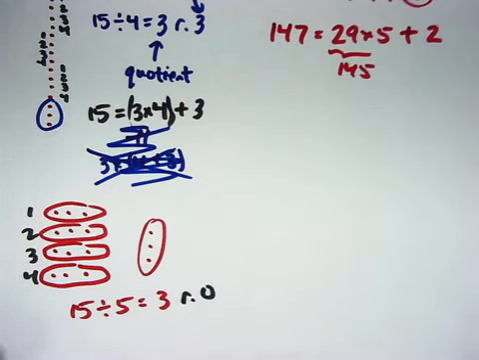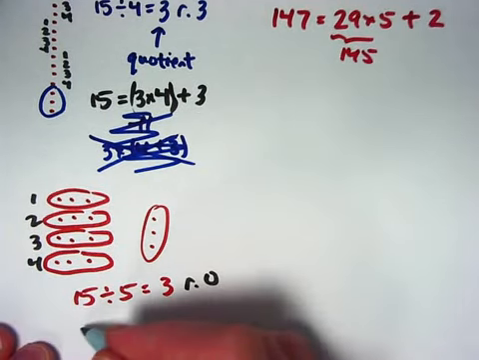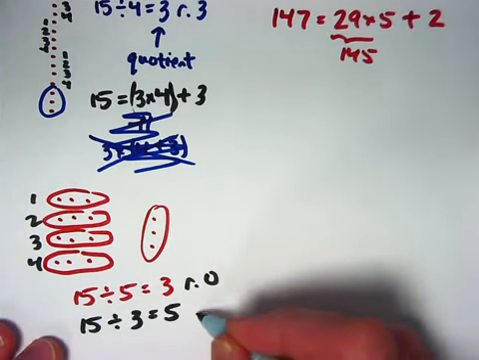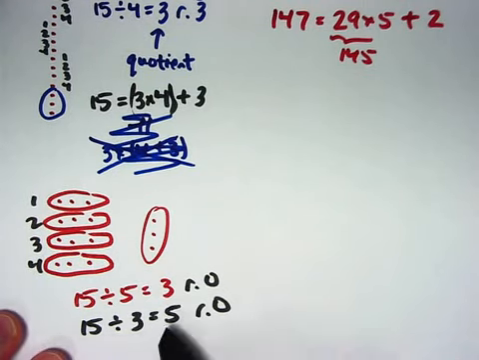There's none left over. 3 is a factor of 15. 5 is a factor of 15. I can say 15 divided by 5 is 3. I can also say 15 divided by 3 is 5. I can interchange with the remainder of 0. I can interchange the role of 3 and 5 in that case. And so these would be examples where when you do the division of 2 integers, you get another integer.